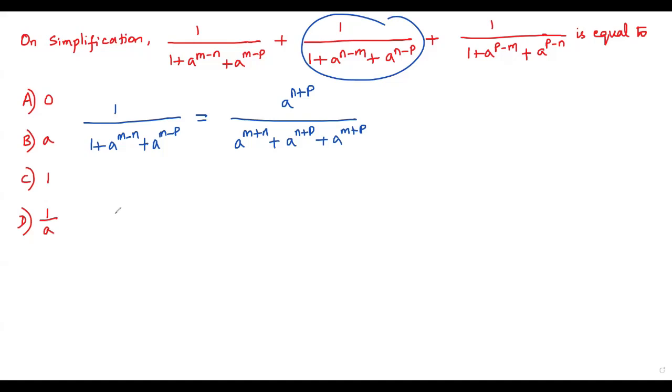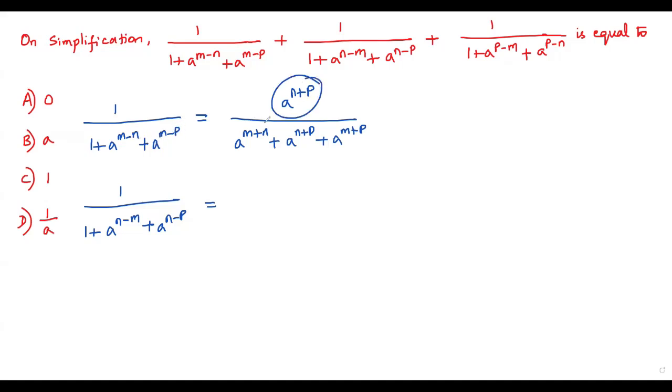Now let me take the second term, that is 1 over 1 positive a to the power of n negative m positive a to the power of n negative p. Here, as we have discussed already, n and p are subtracted from m. So the same n and p are added, and n positive p is taken as exponent for a in the numerator. So here m and p are subtracted from n, so we have to add this m and p, and m positive p should be taken as exponent for a in the numerator. That is a to the power of m positive p, and in the denominator we have the same stuff. That is a to the power of m positive n, positive a to the power of n positive p, positive a to the power of m positive p.